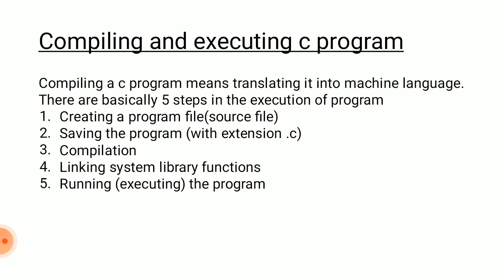Here we have 5 steps. Okay. So in the 5 steps, first is creating a program. Creating a program is to create or type the program, that is a source file, whatever file you create. Every file that is created or typed is called a source file. You already know what a source file and an object file are. A source file is nothing but a text file. Okay. So that is the source file.